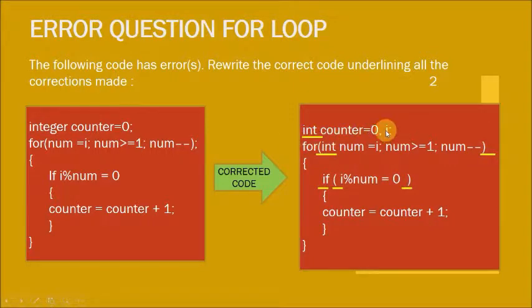So please write the correct program and underline the corrections. And also remember that in a 2-mark question, at least 4 mistakes should be there, or in the least case there will be at least 2 mistakes, not less than that. So please take care of all the mistakes, correct them and underline them.